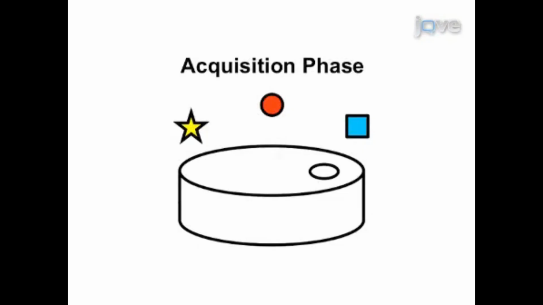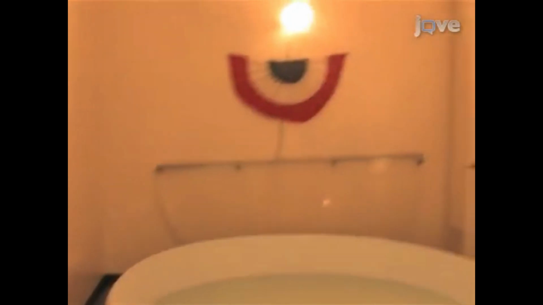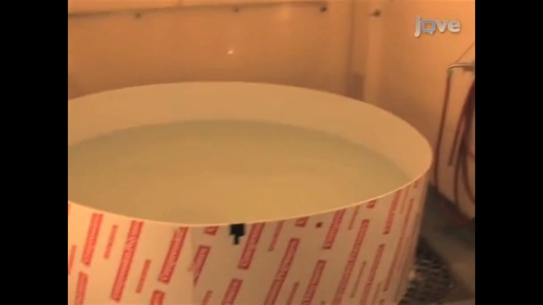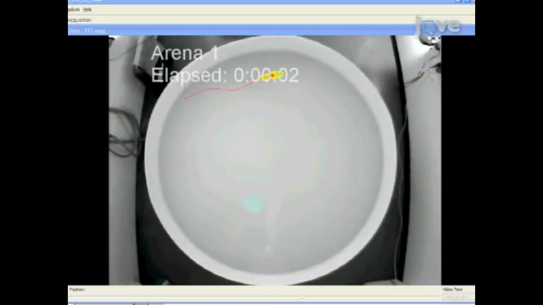The next day, begin the acquisition phase, consisting of 4 trials per day for 5 consecutive days. During this phase, the hidden platform remains in the same location, and animals learn to navigate to it using distal room cues. Place the animal into the pool at a different predetermined start point for each trial. Record the mean latency to find the platform and the path length as measures of spatial learning.